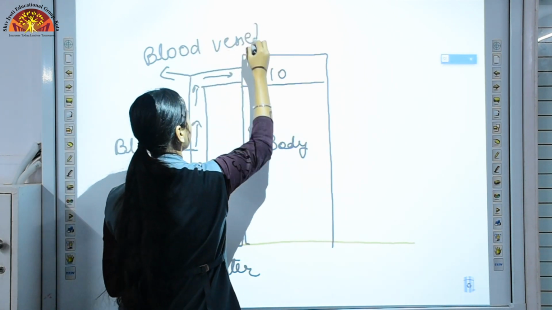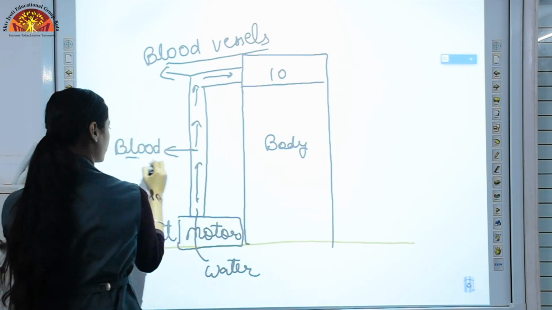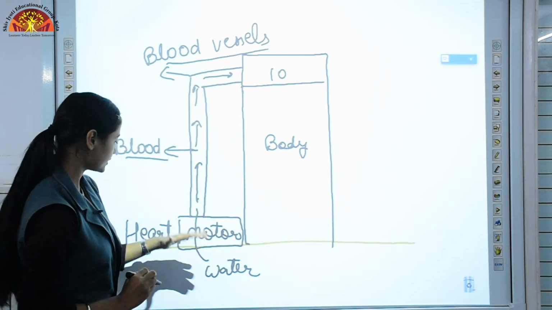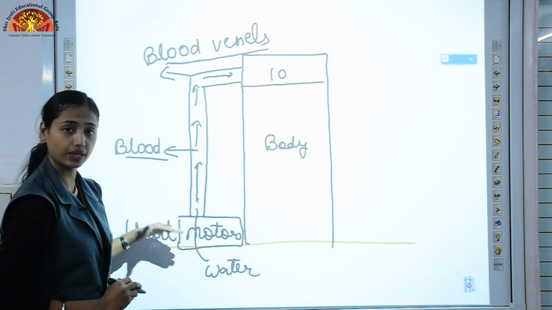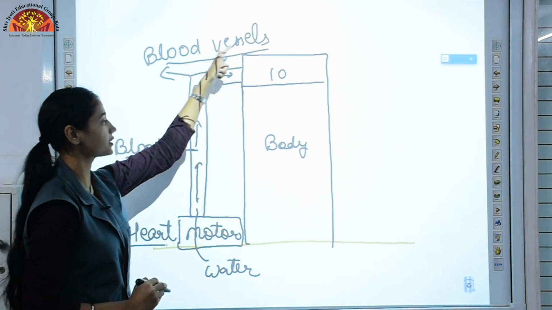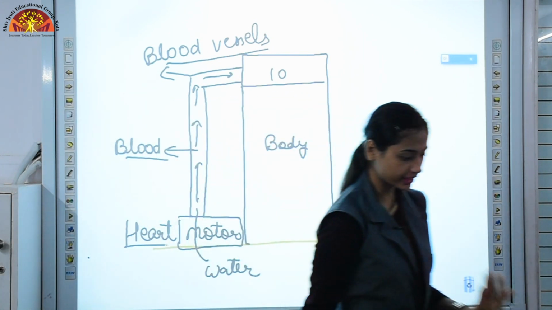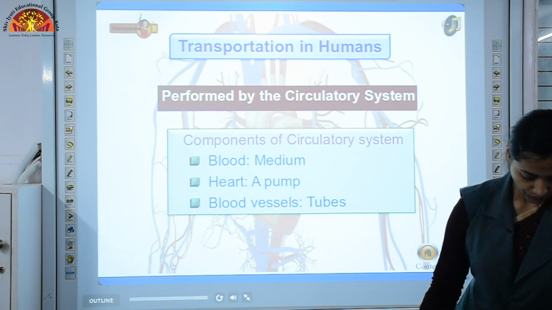Understood the meaning of all three terms? What is blood, heart and blood vessels? So this heart pumps blood through blood vessels in our whole body. Understood the concept? How circulation takes place in our body?